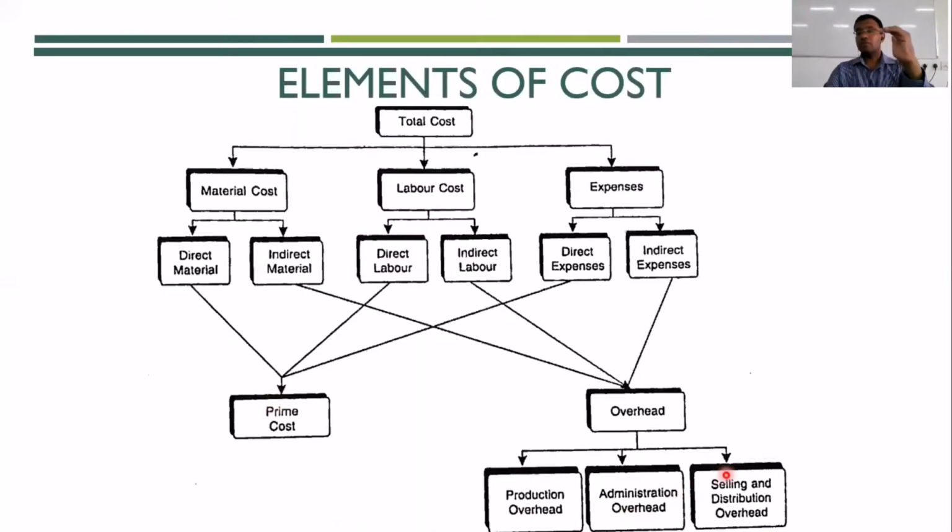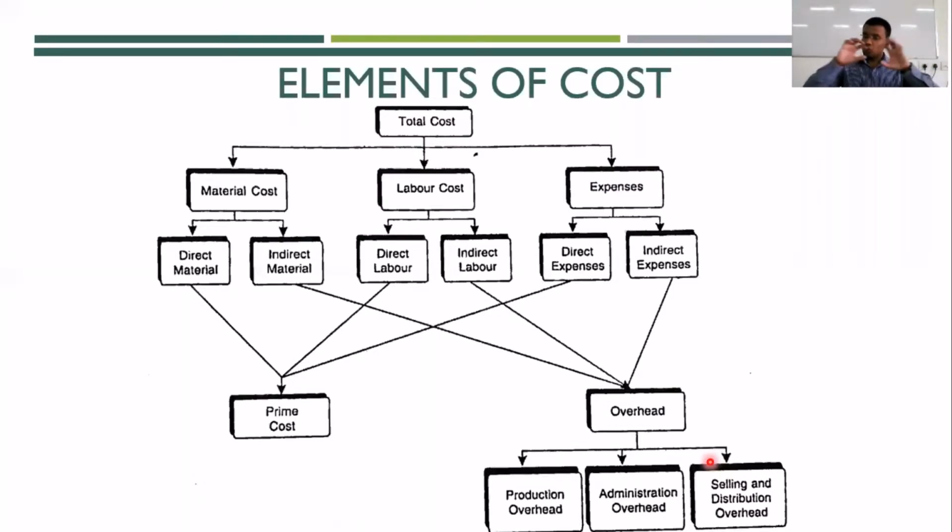Now, to make sure that your product or service reaches your end customer, you will have to carry out some selling and distribution activities. In the process of carrying out these activities, if you incur some indirect material, indirect labor, indirect expense, and add all this together, you will get the selling and distribution overhead.